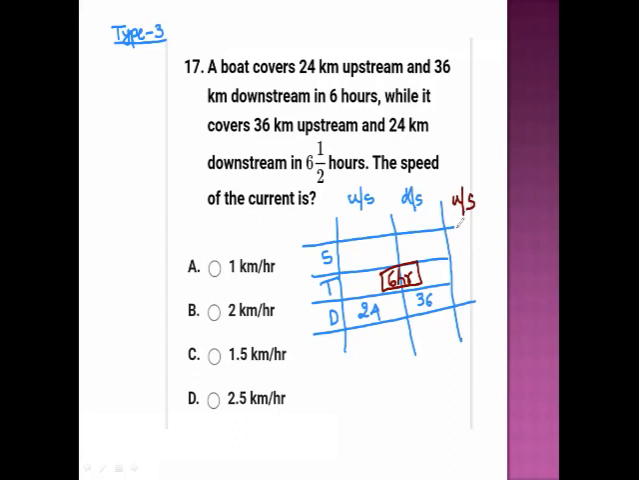Again they have given upstream and downstream details. In the same boat, if it covers 36 km upstream and 24 km downstream in 6.5 hours. This is the problem they have given, and they are asking you to find the speed of the current. The speed of the current is denoted by V. So what is V?